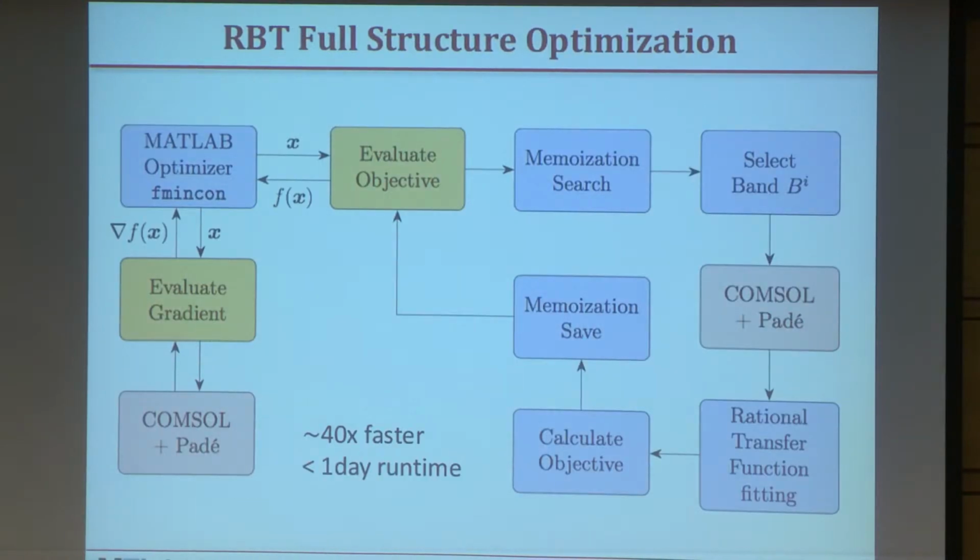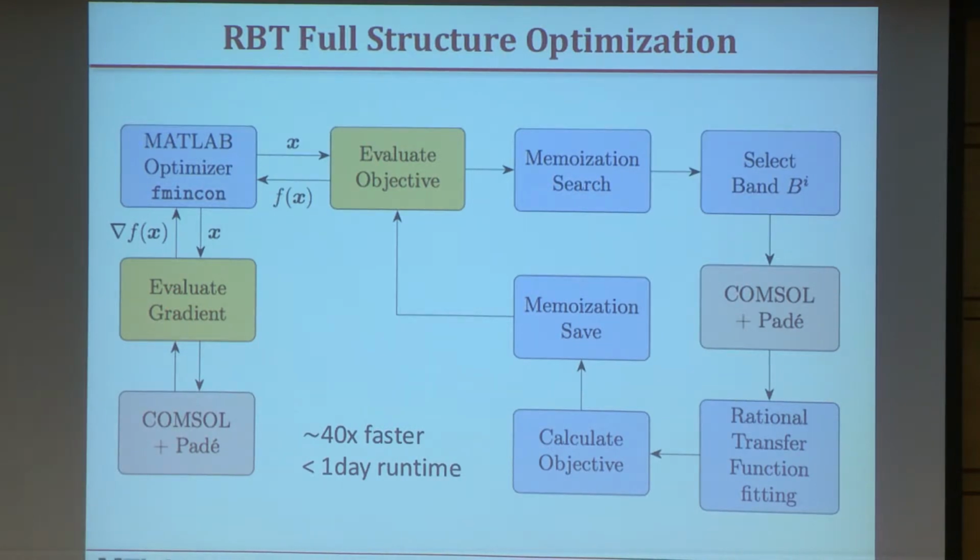And this is how the whole flow looks. We have an optimizer working in MATLAB using the fmincon function, and it generates design parameters and asks to evaluate the objective function. We do a memoization search, select the simulation bandwidth, run COMSOL for finite element modeling, with Padé approximation included, and then calculate the objective function and save the state. And the same thing happens for the gradients.